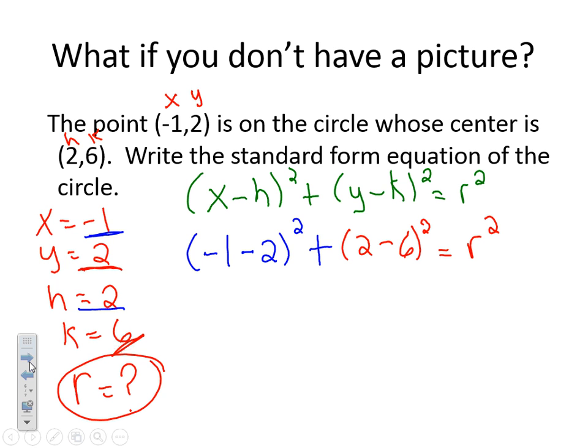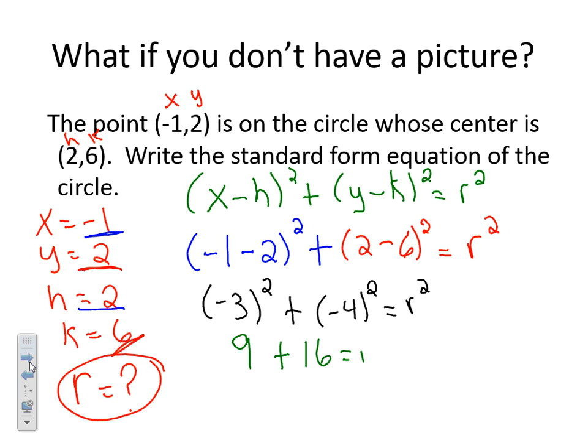Now I'm going to simplify. -1 minus 2, so I have (-3) squared, plus (-4) squared equals r squared. Now, when I square a negative, remember, ladies and gentlemen, it's going to be positive. So I have 9 plus 16 equals r squared. So I have 25 equals r squared. To get rid of my squared, I'm going to take the square root. 5 equals my radius.